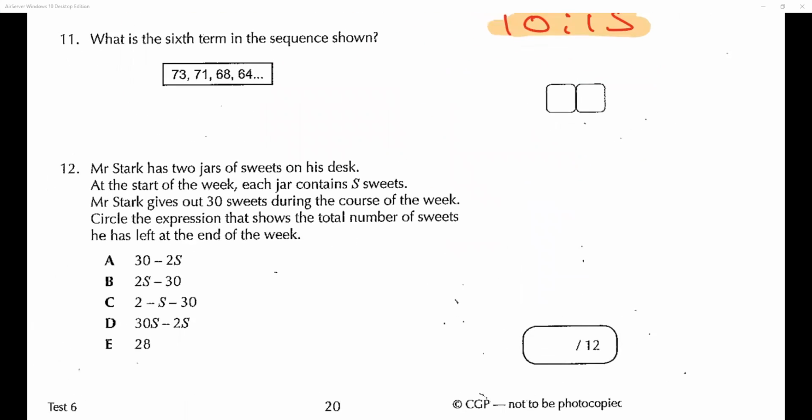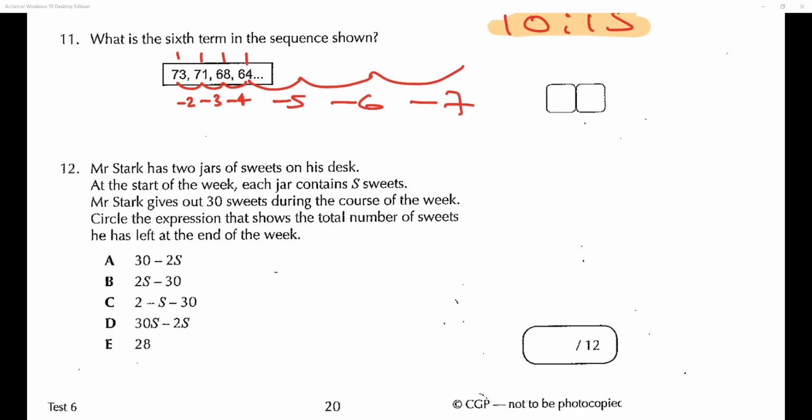Amazing, while you're there, number 11. Which is the sixth term in the sequence shown? First, you work out what the pattern is. What is the pattern? Is it minus 2 each time? No, minus 2, the next one's minus 3, next one's minus 4. So it'll be minus 5, minus 6, and then minus 7. Is that right?